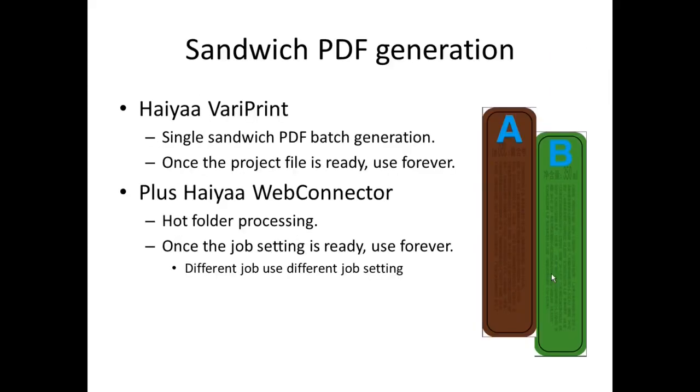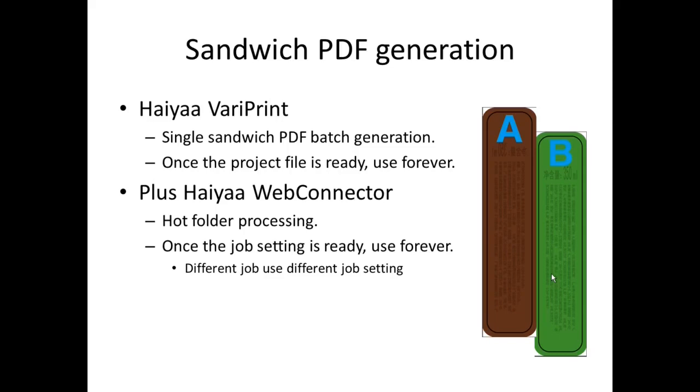If we need to print sandwich PDF, the first step, I show you how to produce the sandwich PDF automatically and efficiently. On the Haiyaa side, if you want to produce sandwich PDF automatically, we need two software. First is the Haiyaa core platform VDP software, VariPrint. If you want to make the whole workflow smooth using the hot folder, you need another software, Haiyaa WebConnector.